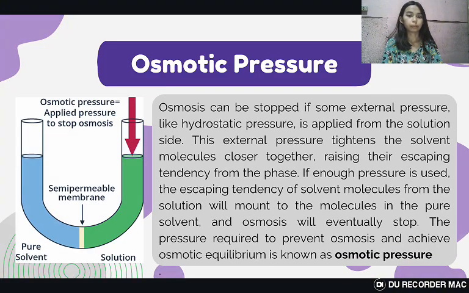Osmotic pressure. Osmosis can be stopped if some external pressure like hydrostatic pressure is applied from the solution side. This external pressure tightens the solvent molecules closer together, raising their escaping tendency from the phase. If enough pressure is used, the escaping tendency of solvent molecules from the solution will be equal to that of the molecules in the pure solvent, and osmosis will eventually stop. The pressure required to prevent osmosis and achieve osmotic equilibrium is known as osmotic pressure.